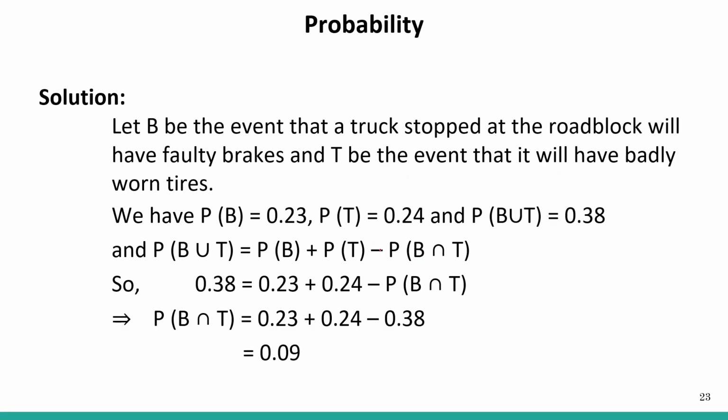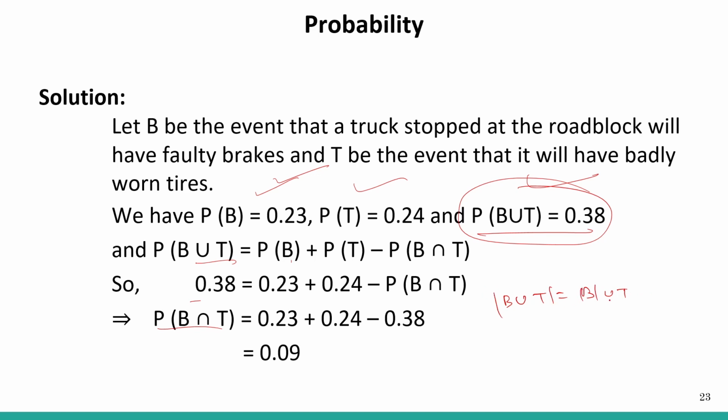So let B be the event that the truck stopped at the roadblock will have faulty brakes, and T be the event that it will have badly worn tires. Probability of B is given, T is given, probability of B union T is also given to us, right? So it asks us probability of B intersection T. So we'll be using this formula: probability of B union T is equal to probability of B plus probability of T minus probability of B intersection T.